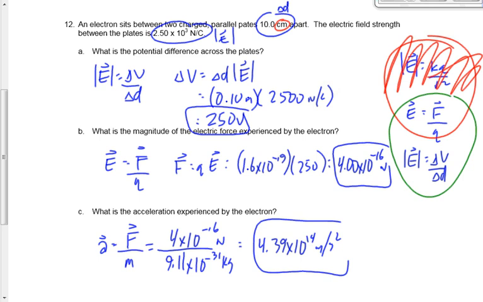Is that number okay? 10 to the 14 meters per second squared? Sure. It just means that it's going to accelerate to its maximum speed. It's going to go all the way across these plates and get going at its maximum speed really, really, really quick, virtually instantly, right? Okay with those questions?